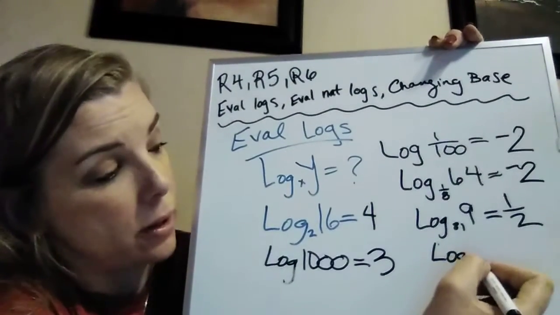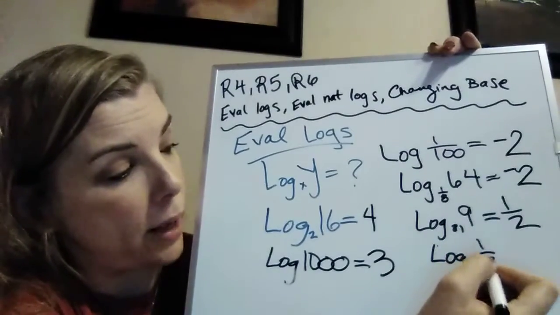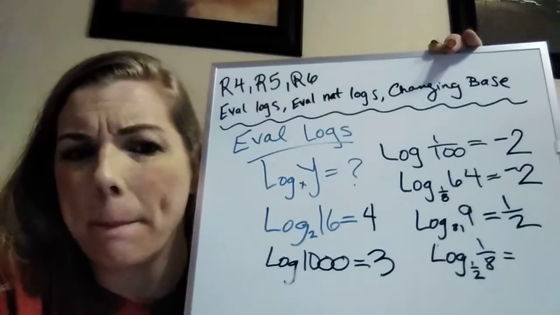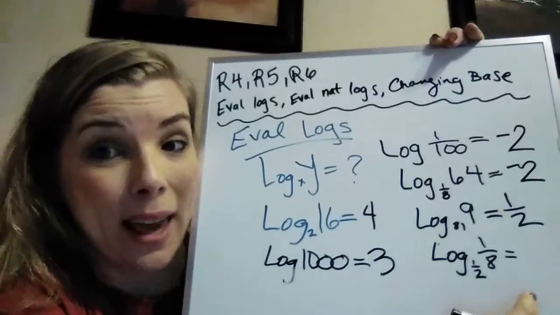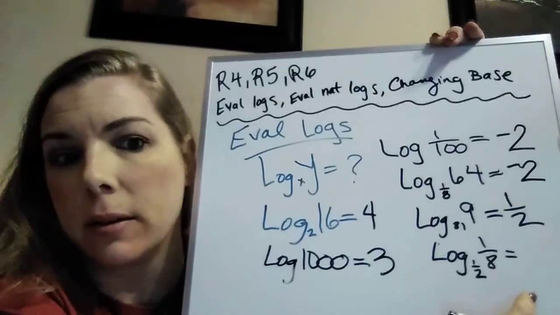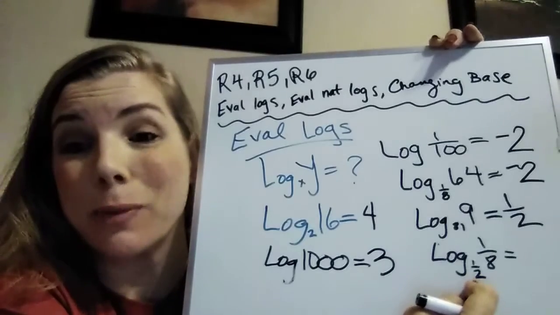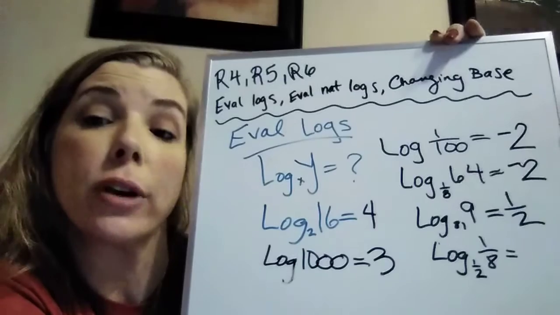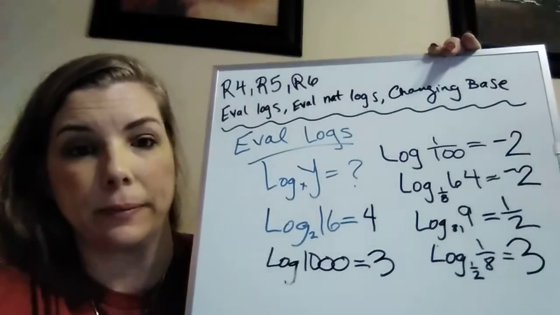Log to the power of half and 1/8. Now they're both fractions, but keep in mind, half is still bigger than 1/8. Like if you eat half a pizza versus 1/8 of a pizza, you're eating way more. The x value is still bigger, so it's still going to be a whole number. I know 2 to the power of 3 is 8, so your answer is still 3.